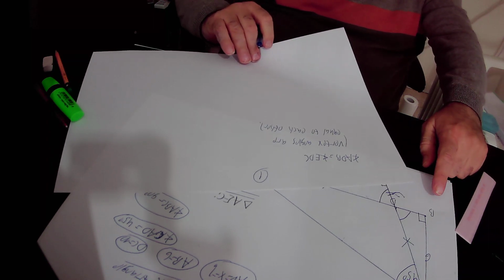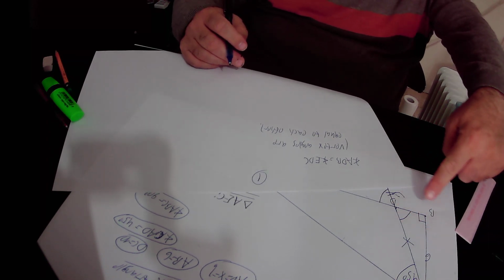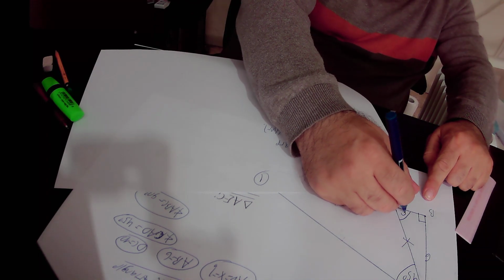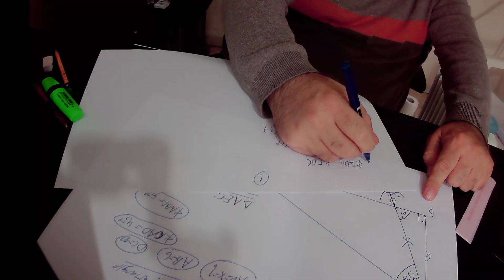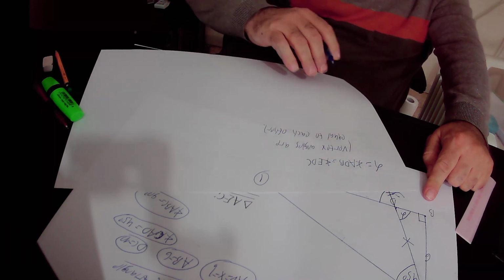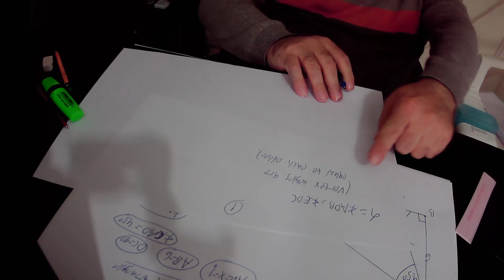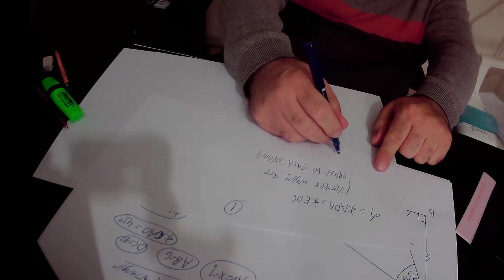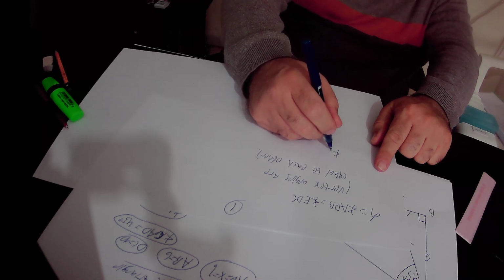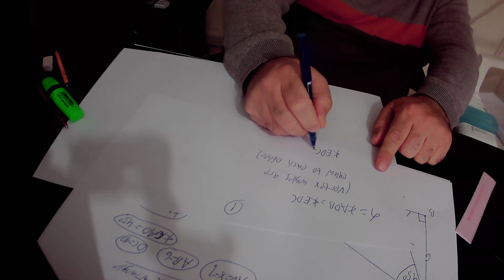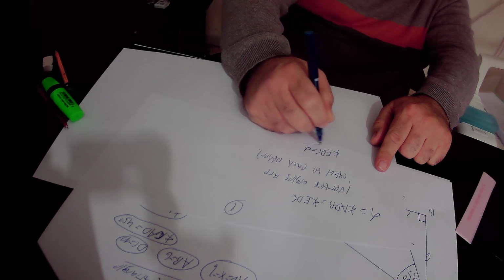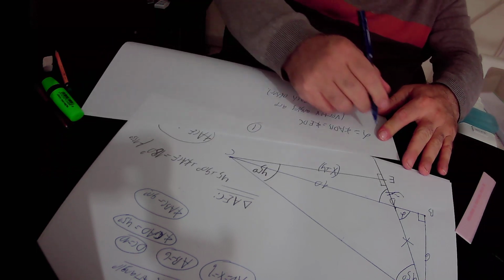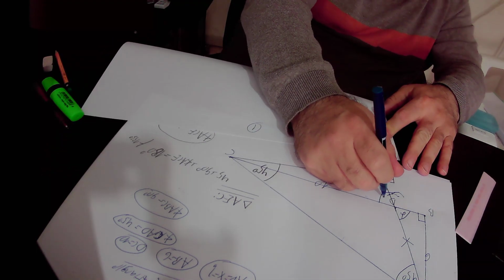So if we define angle ADB as alpha, here angle ADB equals alpha, then from this equation, alpha equals ADB equals EDC, we derive that angle EDC is also equal to alpha. So we can write down here that angle EDC equals alpha.